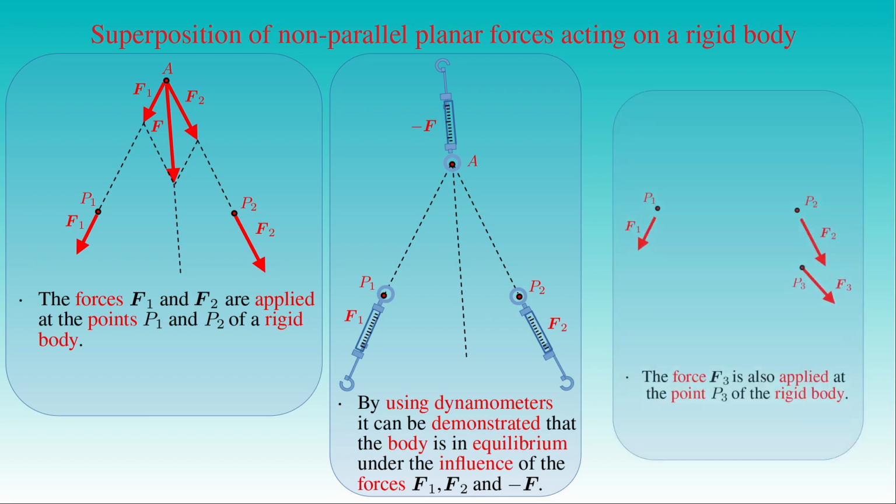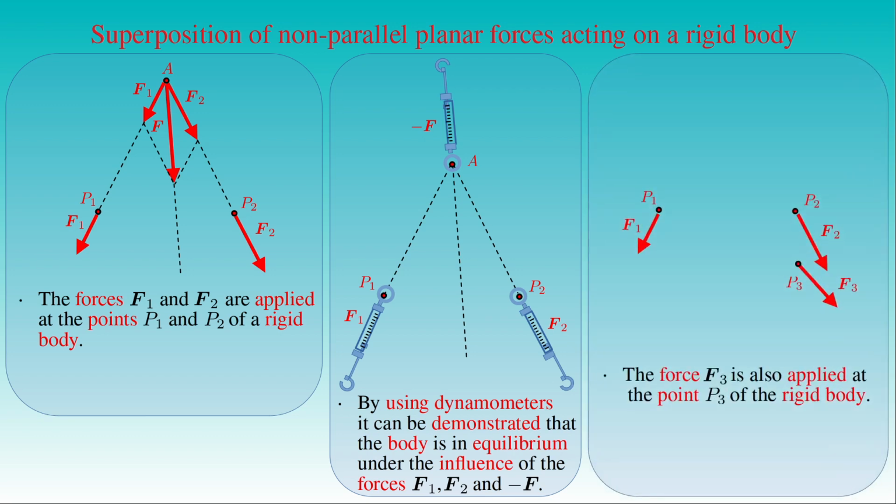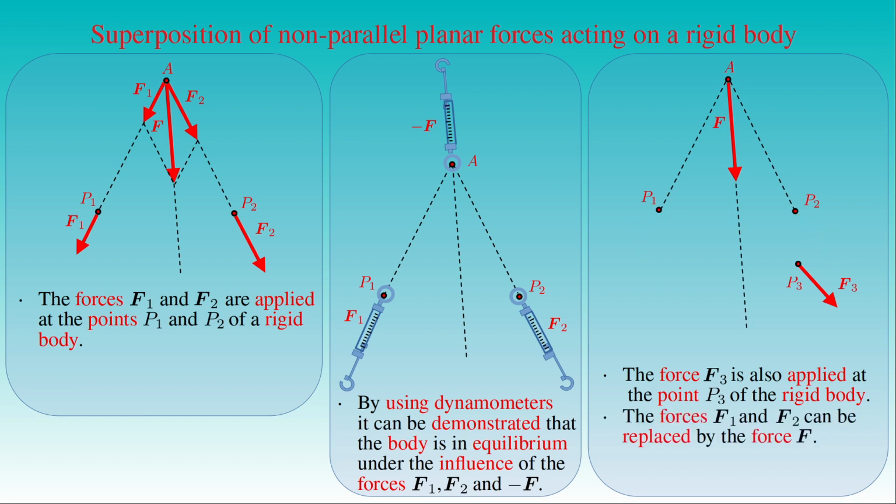If a third force F3 is also applied at the point P3 of the rigid body, we compute the net force F of the forces F1 and F2 and replace them with the force F. Then we can determine the superposition of the forces F3 and F in the same way as we did for the forces F1 and F2.